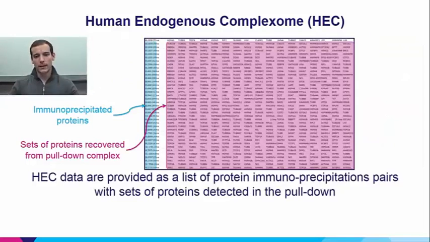This next slide is showing how this data can be organized. This format is known as a set library. Each row is reporting a set of genes. The first entry in the row is indicating a particular immunoprecipitation experiment and also identifying the particular protein that was isolated for that immunoprecipitation. And then the rest of the row is listing out all of the other proteins that were recovered in this complex that was pulled down in this particular experiment.